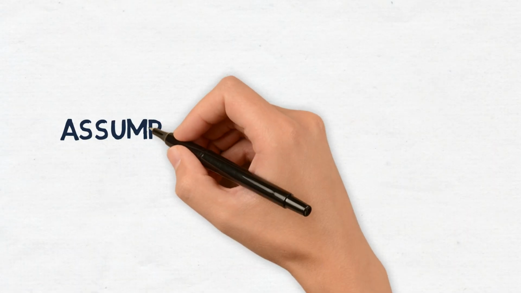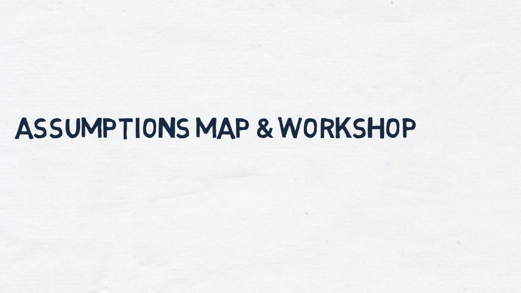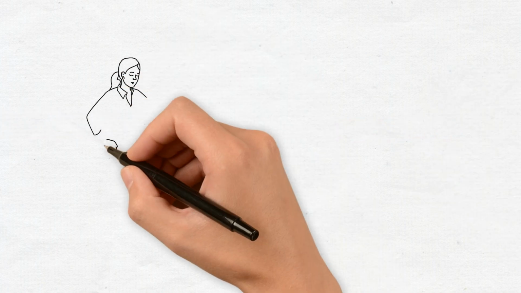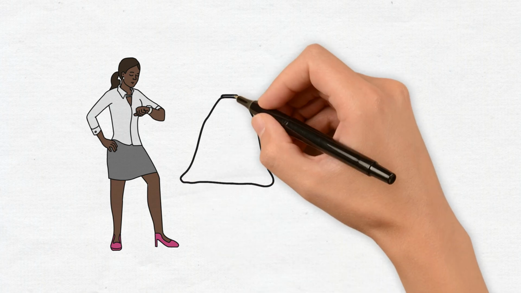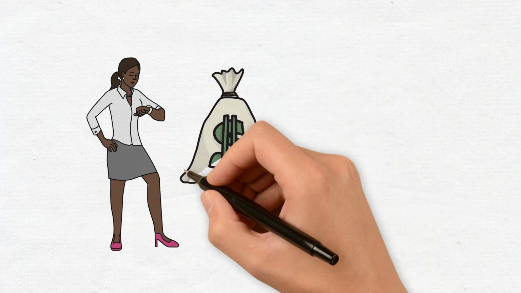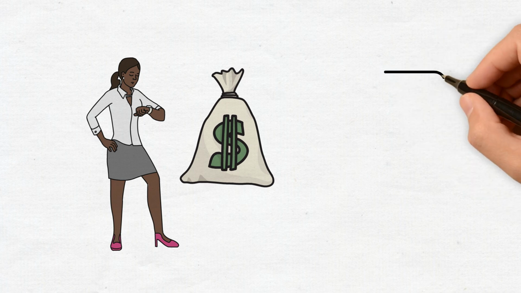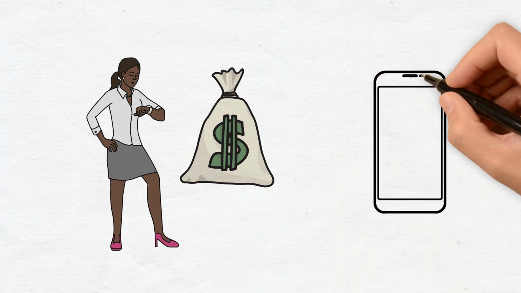In this video, we'll be talking about the assumptions map and workshop. Assumptions are things we believe to be true with little to no proof of them being true. Before spending too much time and money to create a minimal viable product, the product team should organize and validate these assumptions before diving into development.